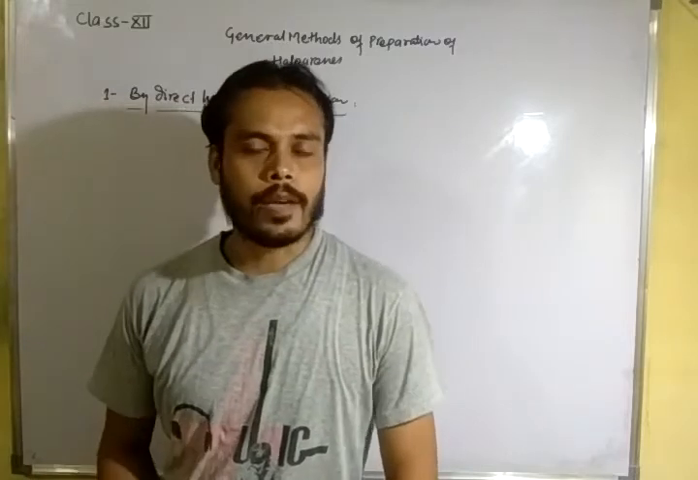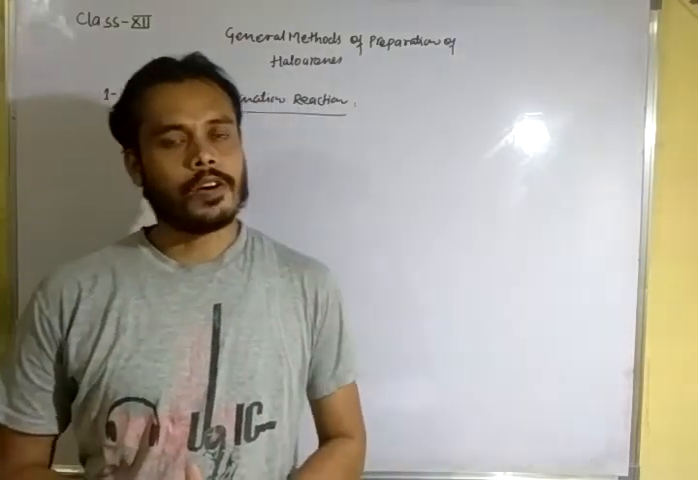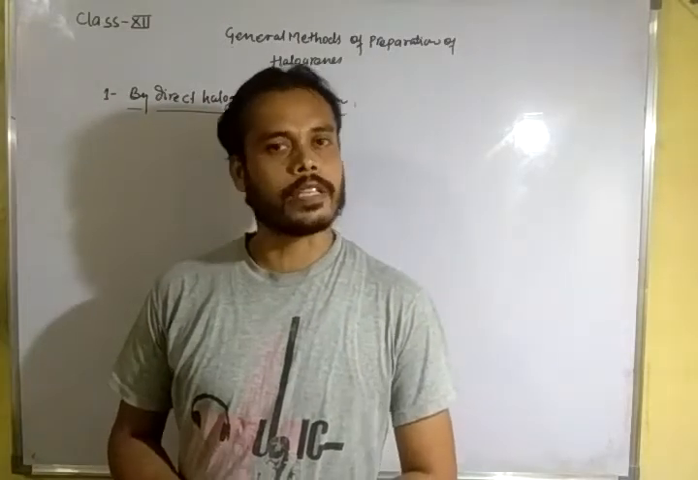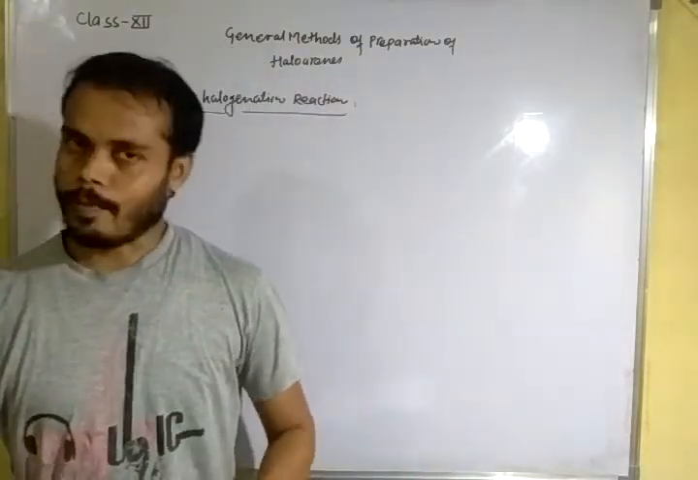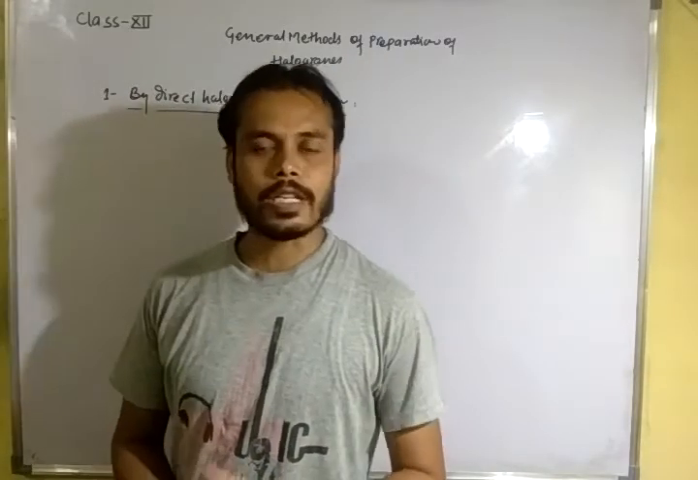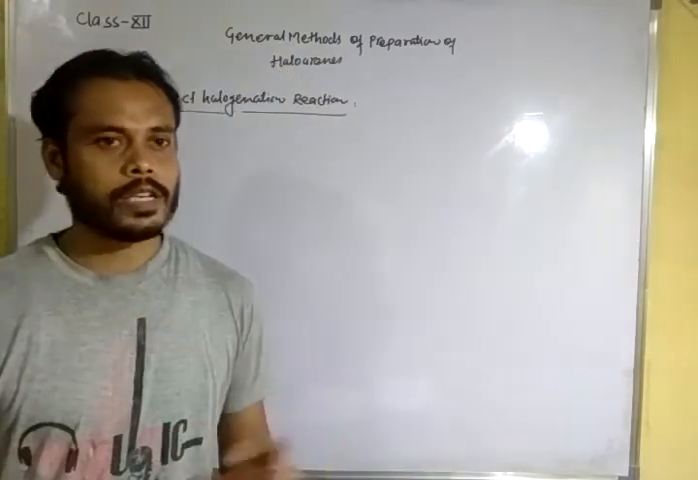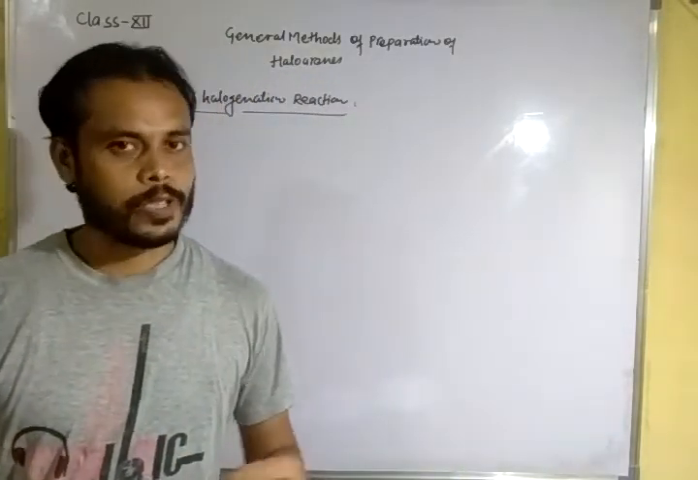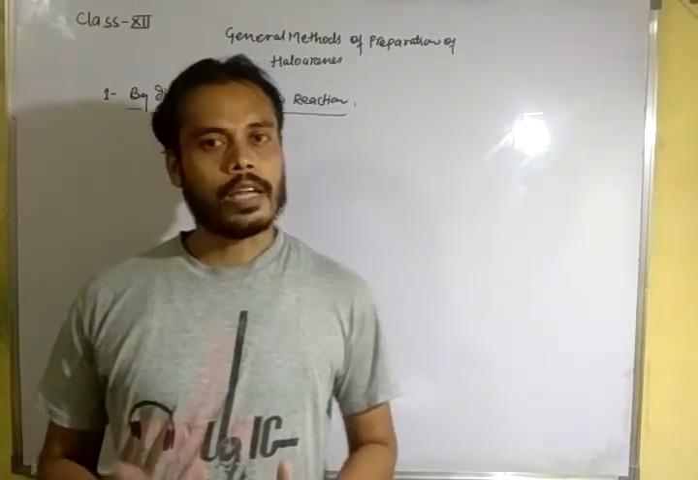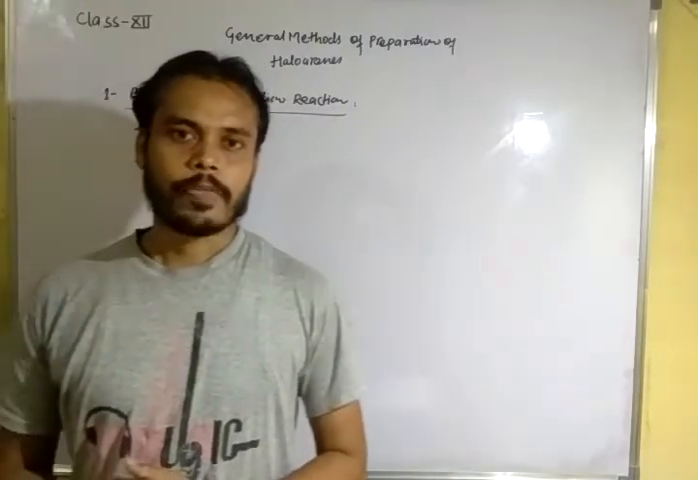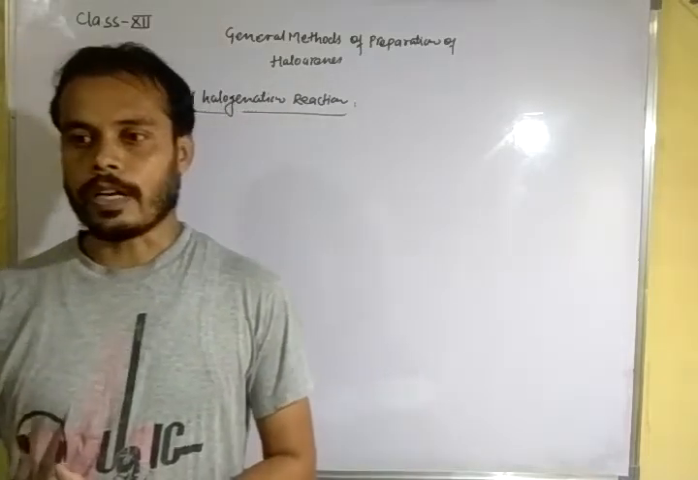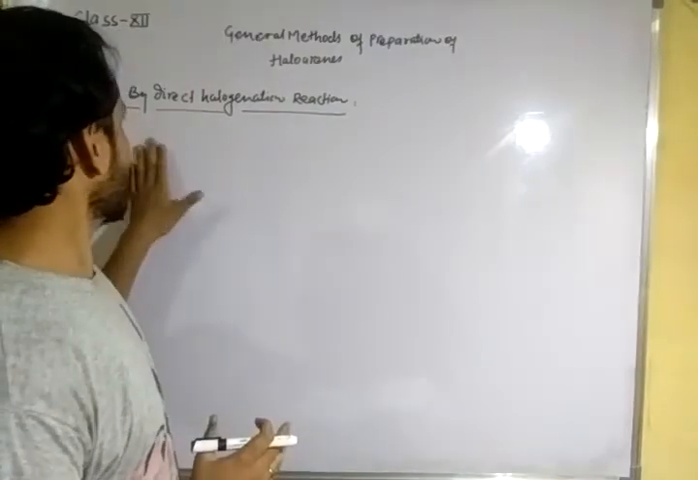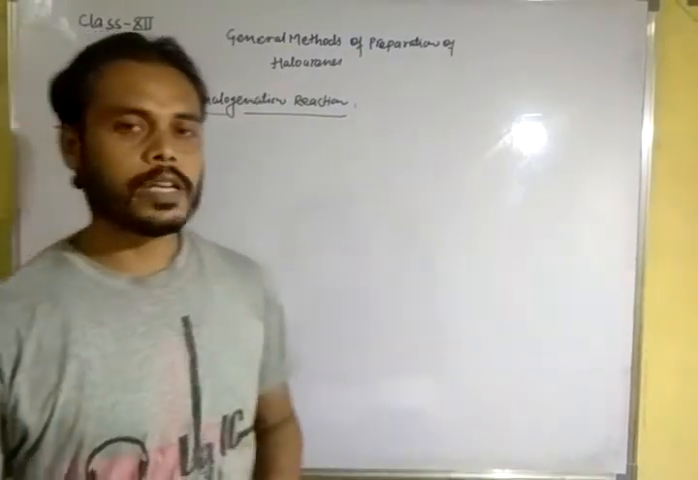Today we will discuss the general method of preparation of haloarenes. How will you prepare haloarenes? In your reduced syllabus, three methods are given. One is by direct halogenation, and direct halogenation takes place by the electrophilic substitution reaction mechanism. The second one is by diazonium salts, and the third one is from the terminal reactions. Firstly, we will discuss direct halogenation.